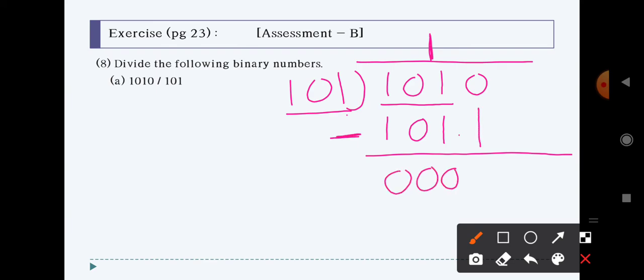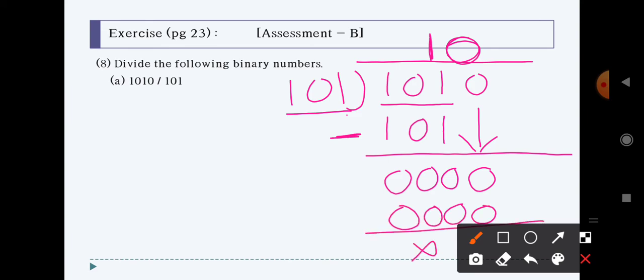Now you just drag this 0 downward, and you have to multiply it again by 0. Again you will get 0 0 0 0, and you make a cross sign. This is how you are going to divide, and this quotient portion, 10, is your answer.